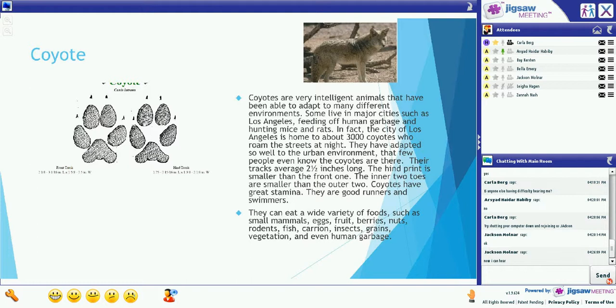Coyotes have great stamina. They are good runners and swimmers. They can eat a wide variety of food such as small mammals, eggs, fruit, berries, nuts, rodents, fish, carrion, insects, grain, vegetation, and even human garbage.